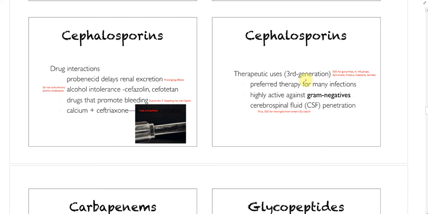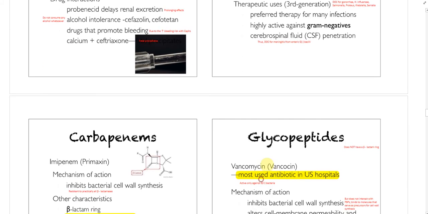So with our third generation cephalosporins, which I believe are the most common ones that we're going to see, which are used for gonorrhea, H. influenzae, salmonella, other stuff, which are what they're the preferred therapy for. They are highly active against gram-negatives, and they allow for CSF penetration. So that's why we're going to be using them specifically for things like meningitis, if it's coming from an enteric GI bacilli, per the book.